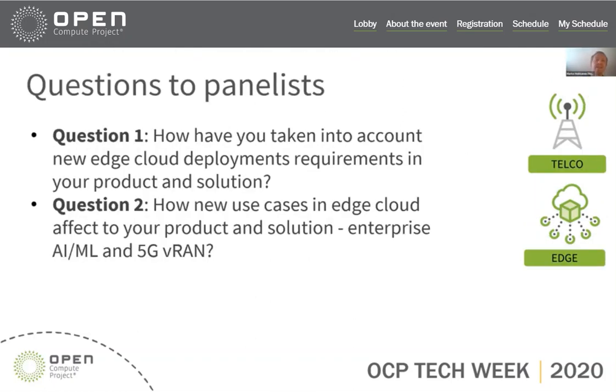Now when we start the actual panel discussion, as a starting point there are two questions that we would like to hear each panelist's feedback on. The first question is, how have you taken into account new edge cloud deployment requirements in your product and solution? And the second question is, how do new use cases in the edge cloud affect your product and solution? Specifically the enterprise AI and ML use cases, and then 5G vRAN as an example. So Sven, could you start?